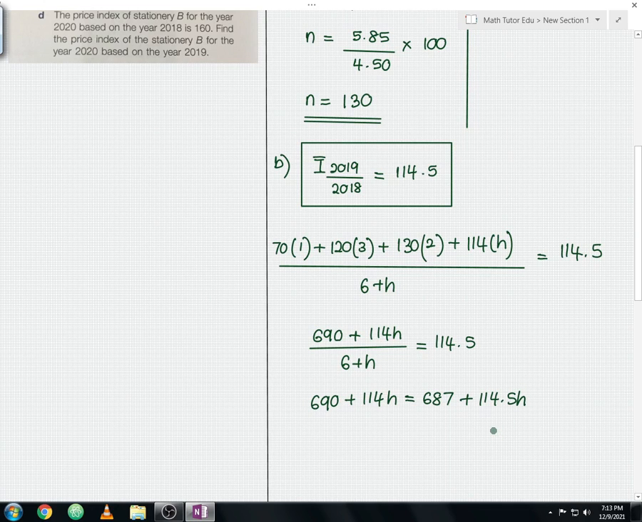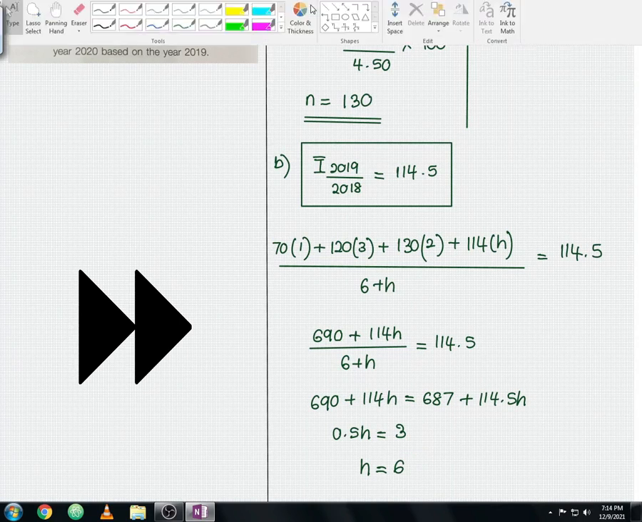Okay, so from here the variable you move it aside and the numbers you move it aside. You calculate this, you should get 0.5 h is equals to 3. So to find the h, you divide 3 with 0.5. So from here you should get your h is equals to 6. So this is your answer for the question part B. So let me underline the solution.